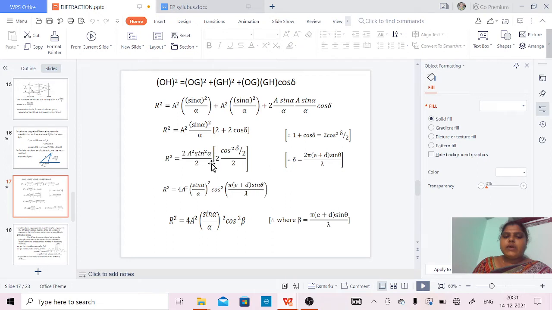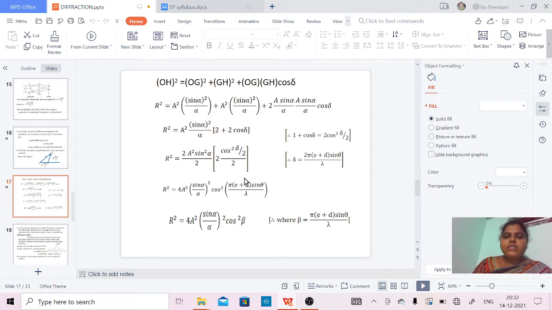A square sin square alpha, here also is a 2, here is a 2. Okay, with this equation we are having a 2, and from here we are making a common number 2. So 2 into 2 becomes 4 A square sin square alpha by alpha square into cos square delta square, that means cos square delta by 2.